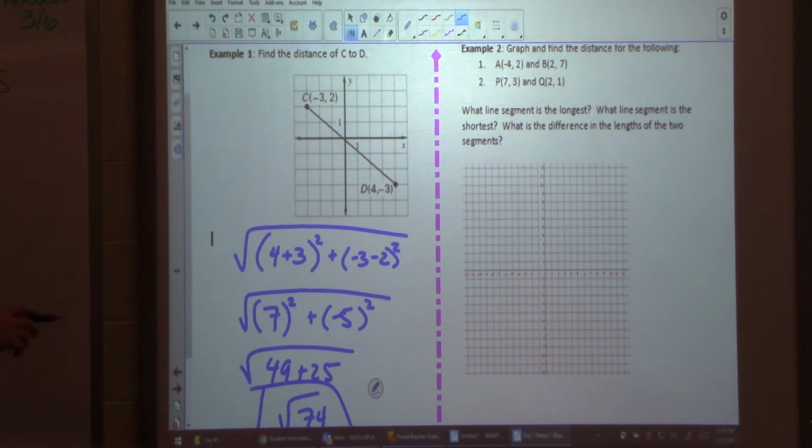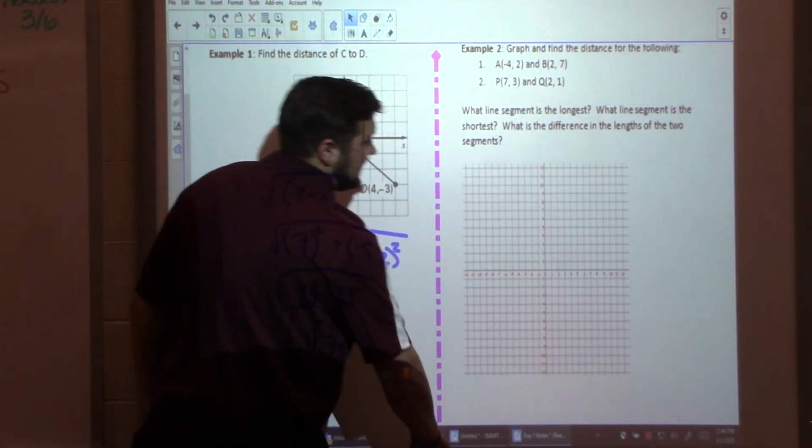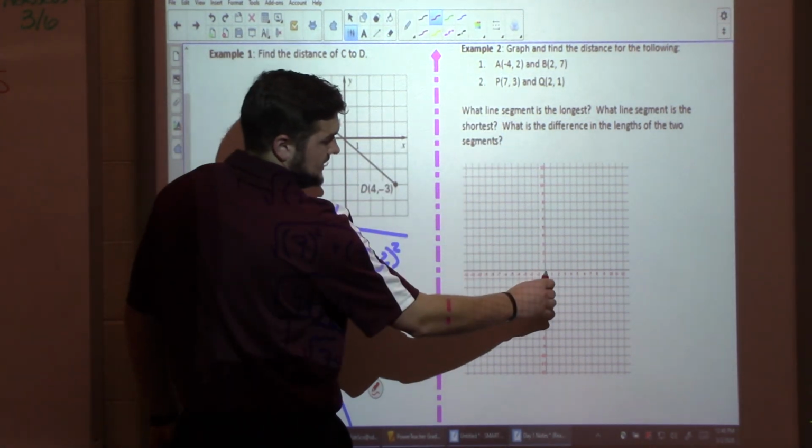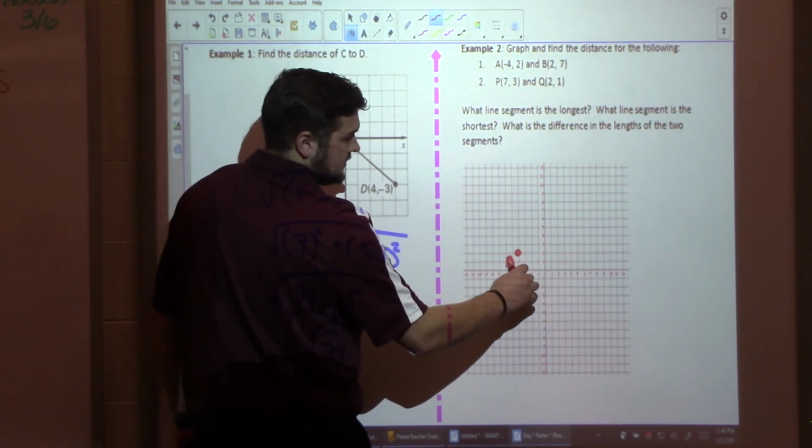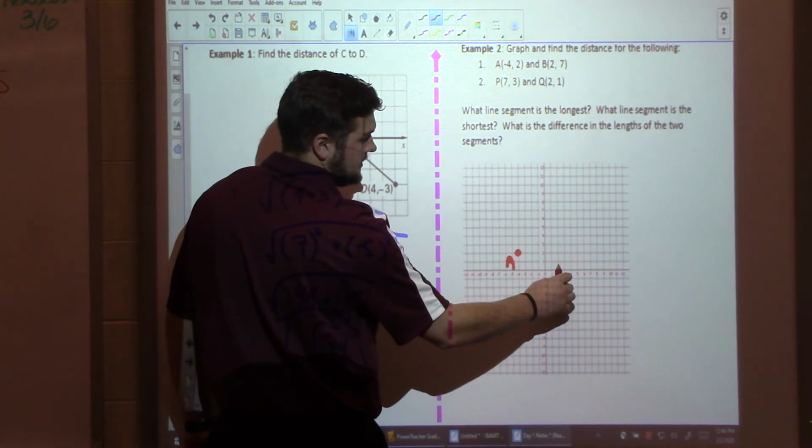Graph and find the distance for the following, AB and PQ. Well, AB, so negative 4, 1, 2, 3, 4, 2. P is 2, 7.